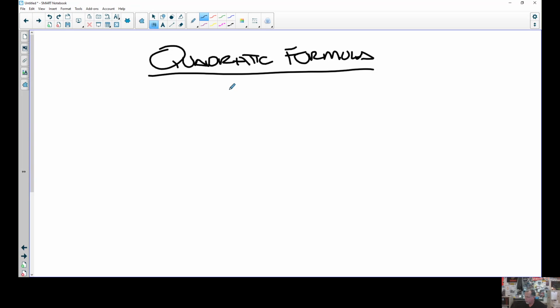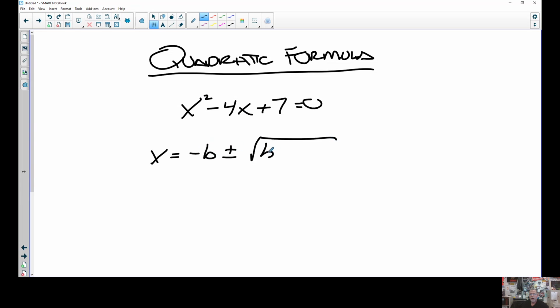Did we do this one yet? I think we did, but let's just do it again. Let's do x squared minus 4x plus 7 equals 0. Remember, the quadratic formula tells us that x equals negative b plus or minus the square root of b squared minus 4ac, all over 2a.